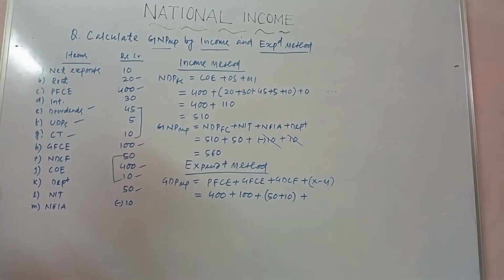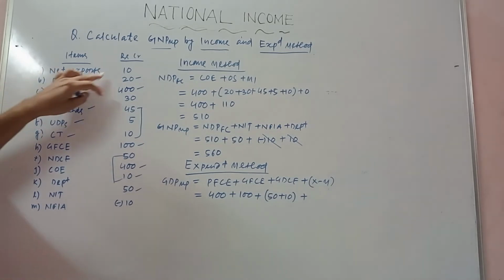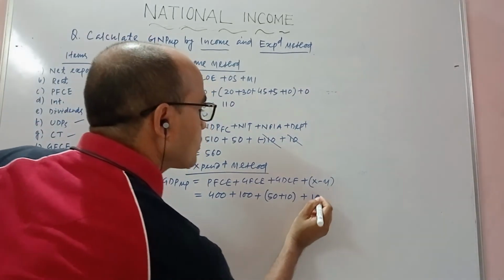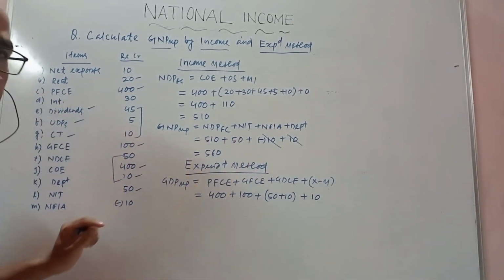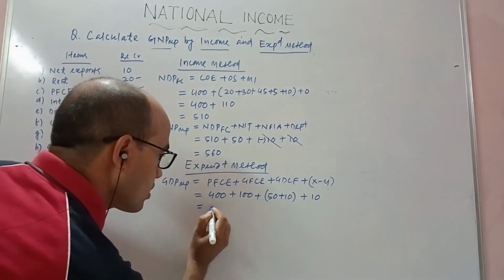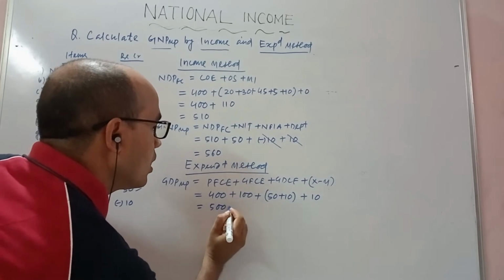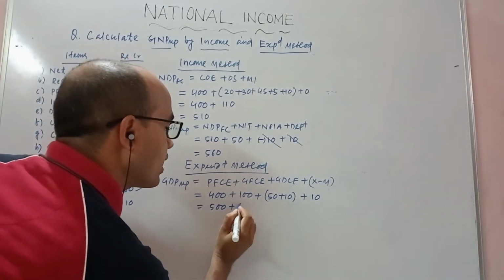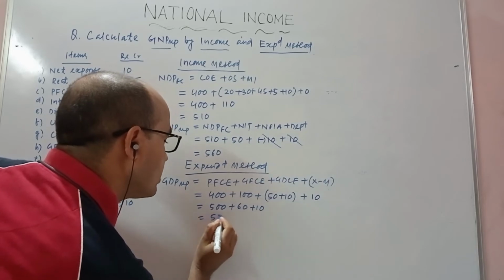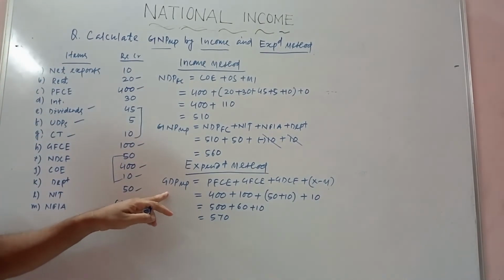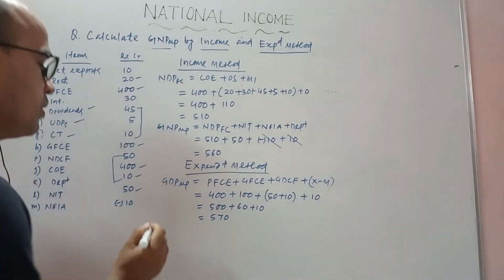Where is the net export mentioned? Net export is mentioned as 10. I am not doing anything. Whatever the question, you simply put the data in one by one. Then it is 400 plus 100 is 500. After that 50 plus 10 is 60, plus 10, that is 570. Now you calculate GDPMP, but we want to calculate GNPMP.